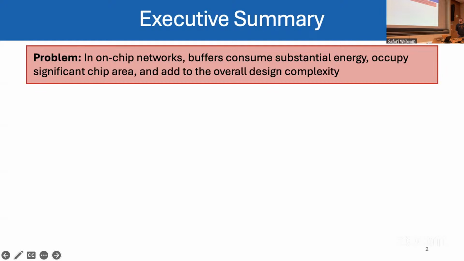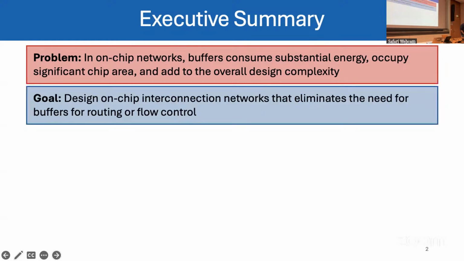Let's start with a short executive summary. The paper identifies the problem that in on-chip networks, buffers consume a substantial amount of the system's energy, occupy space, and also add to the overall system complexity. So the goal of the paper is to design a NoC that eliminates the need for those buffers in routers.